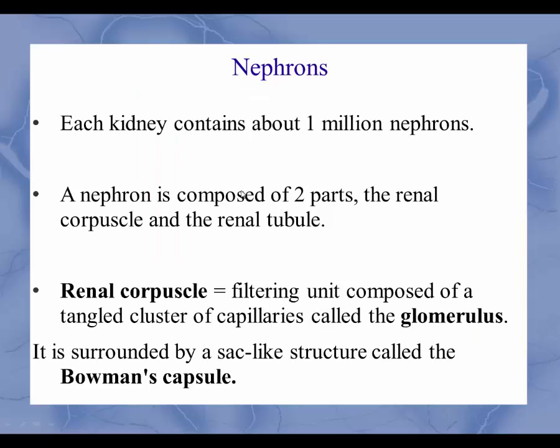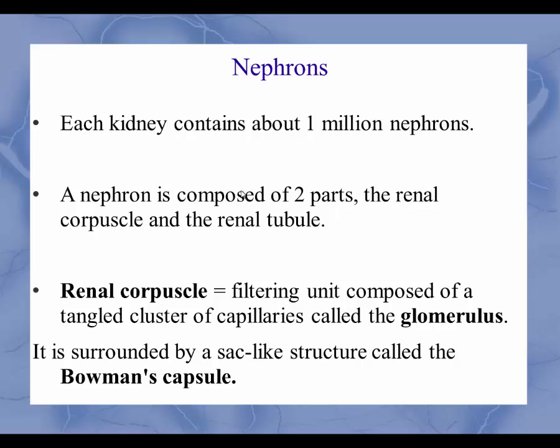All right, in each kidney, you have roughly 1 million nephrons, so you have about 2 million total. And the nephron is composed of two parts, the renal corpuscle and the renal tubule. Now, it's basically from here on that the terms and the processes get fairly complex, so you need to keep all these terms straight. The first one, the renal corpuscle, is the filtering unit made up of a very tangled mass of capillaries.